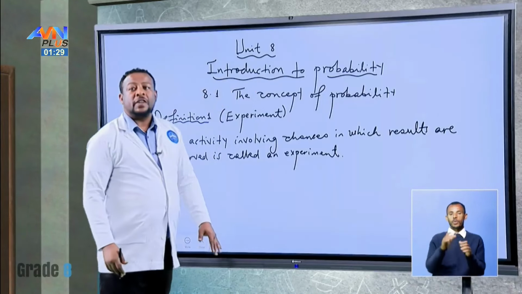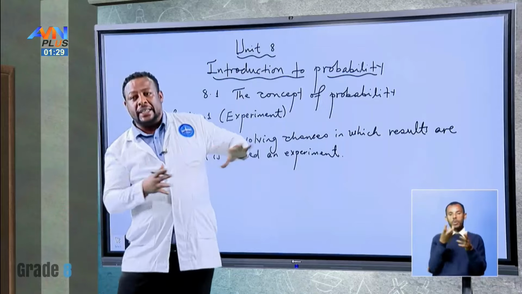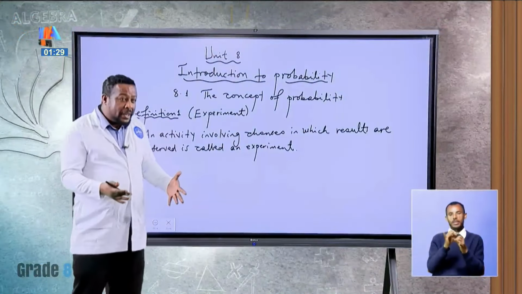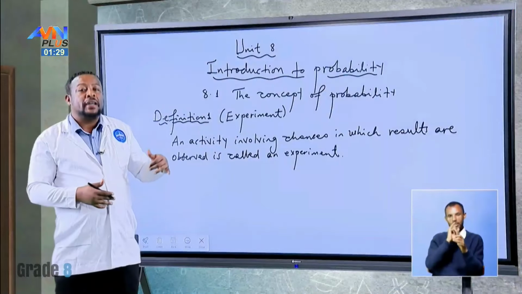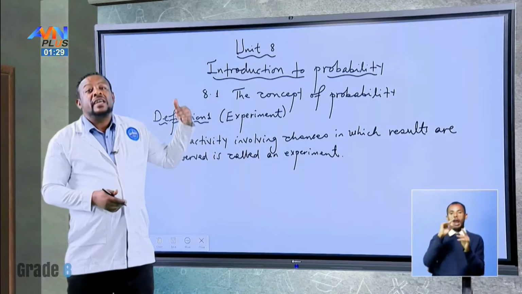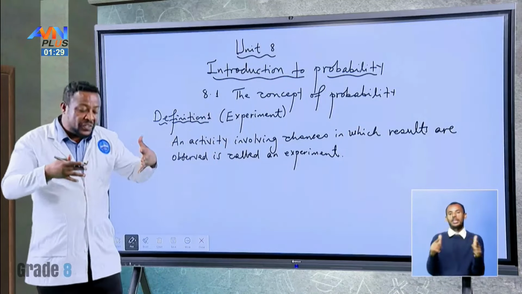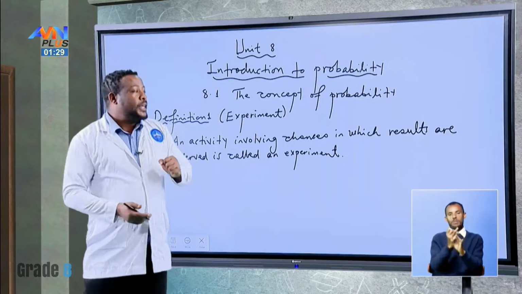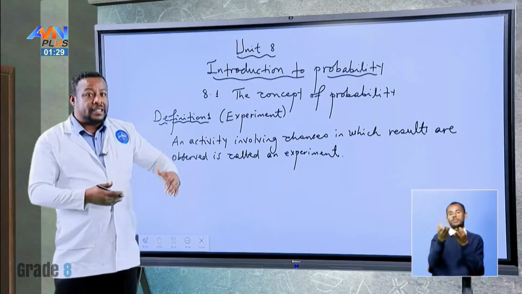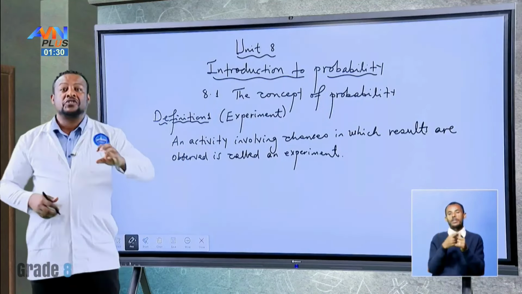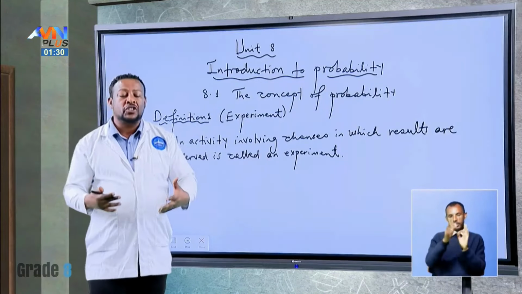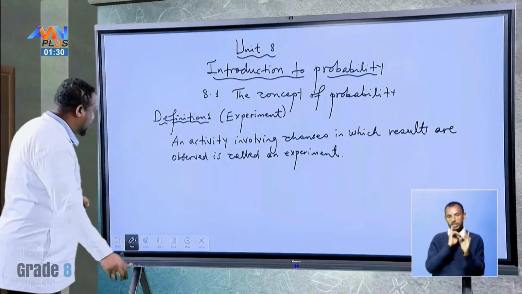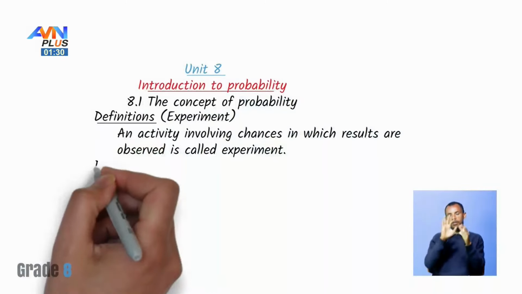Well, the first definition that we have in this unit is about experiment. In probability, experiment is defined in this way: an activity involving a chance in which results are observed is called an experiment. Okay, I will explain this using an example. First, I want to list out the first three definitions, which are widely used throughout the discussion of probability. The first definition is about experiment. The next definition is about sample space.